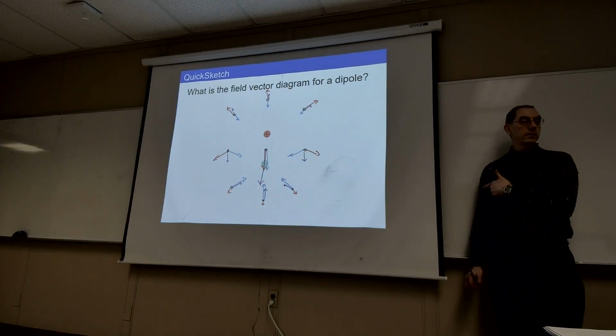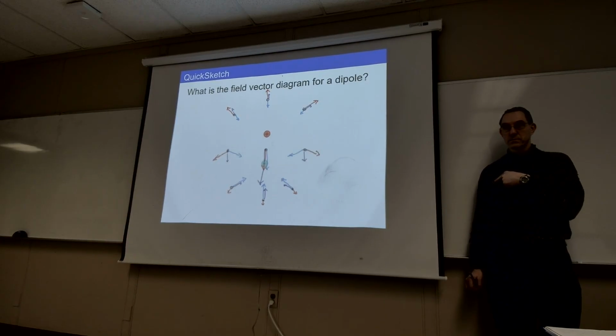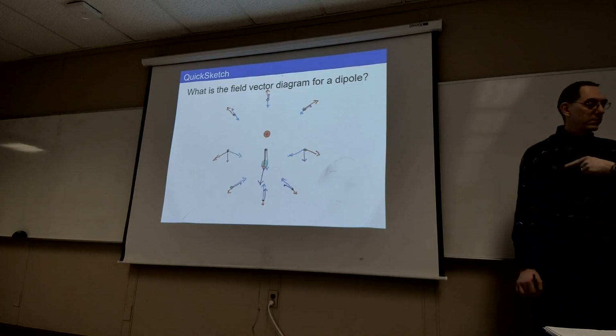Okay, so the purple vectors here are the net field vectors. That's going to be your field vector diagram for the dipole. Okay? All right, so how'd you do?